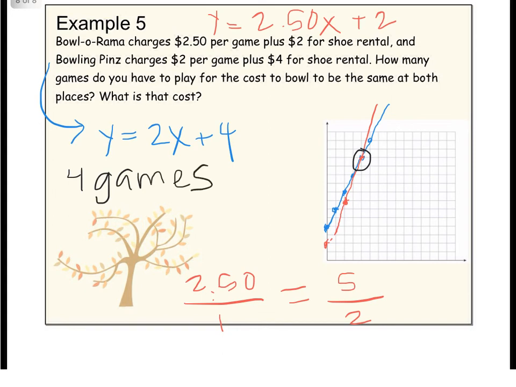And let's try to find our cost here. So it would be $12 total.